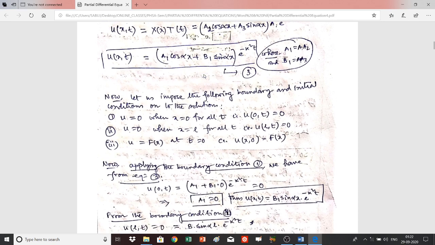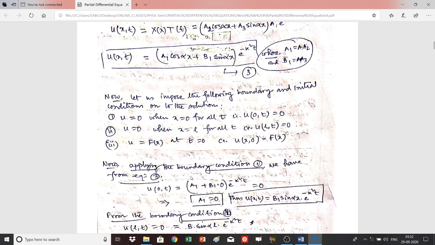Now applying boundary condition number 1, that means u(0,t) is equal to 0, in this expression you can find that u(0,t) is equal to, from here with x equal to 0, this will give you A1 into cos 0, that means A1 into 1, and this will give you B1 into sin 0, which means B1 into 0, and then this term is here, no problem is there.